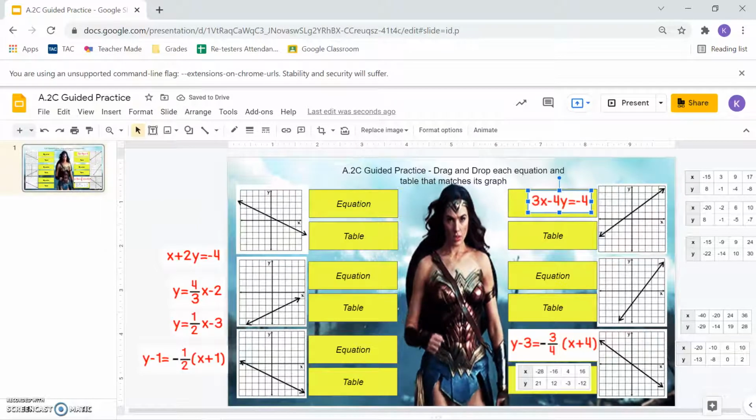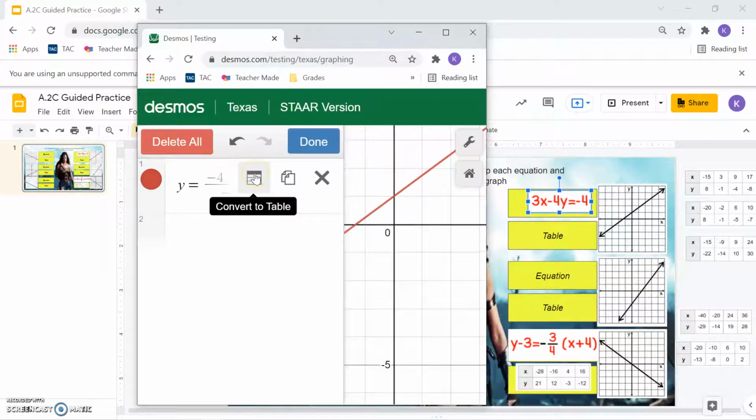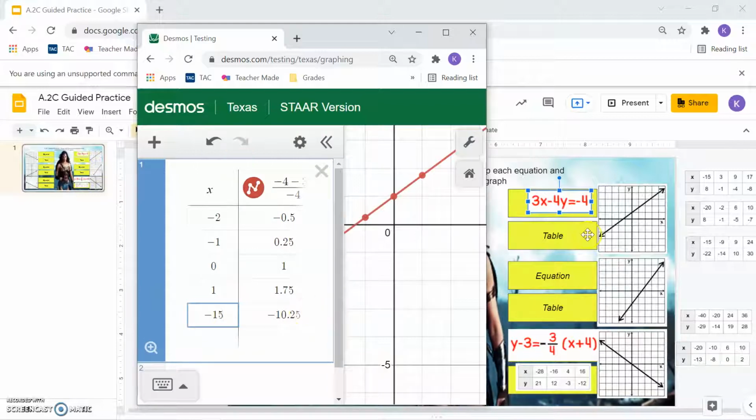The next thing for me to do is to find its table. How do I do that? Go to edit and convert to table. I go to the very last one, and that's where I'm going to start typing in the numbers. So we have negative 15, negative 10.25. It is not that one or this one because this is negative 22.